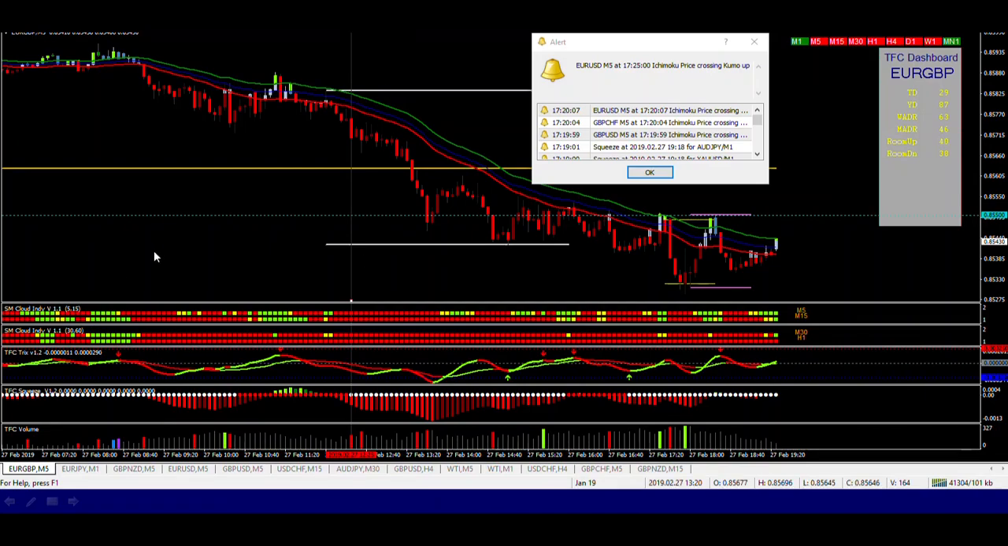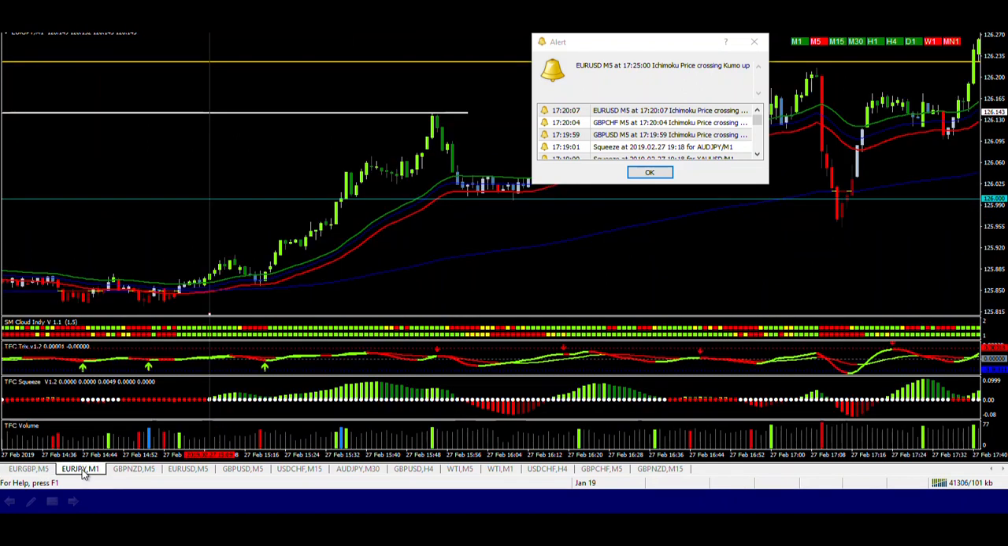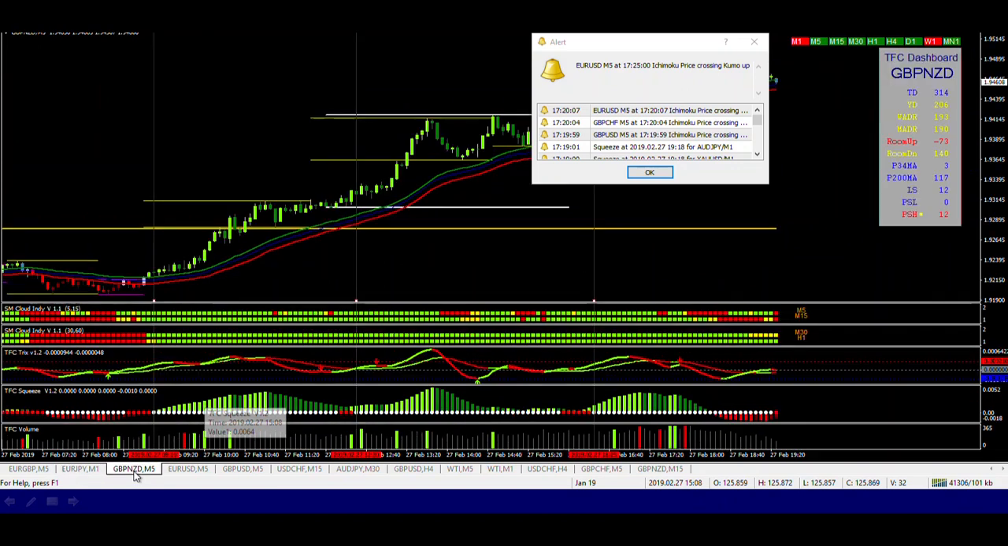Here on the Euro Pound 5 minute earlier today, a fantastic squeeze fired off, a great trade short. Euro Yen 1 minute earlier today, a fantastic squeeze to the long side, as you can see, played out well. Pound New Zealand dollar, 3 squeezes, all successful. Okay, fired off to the long side there.